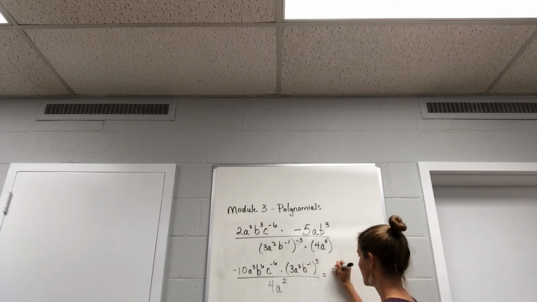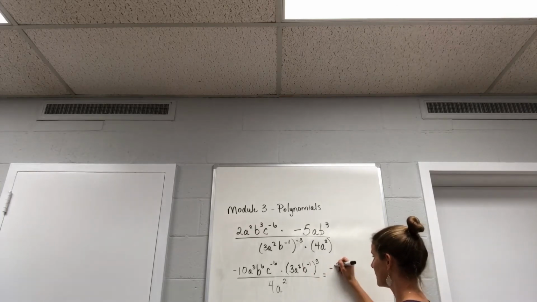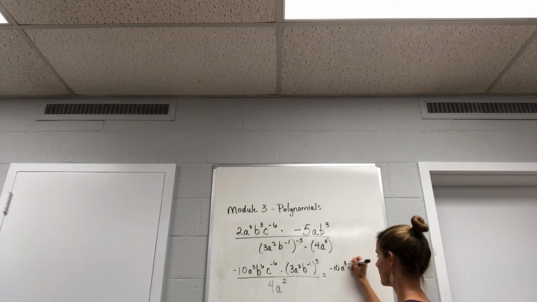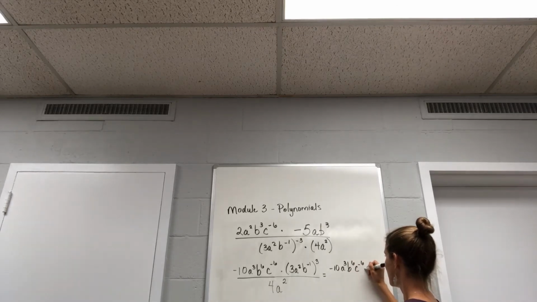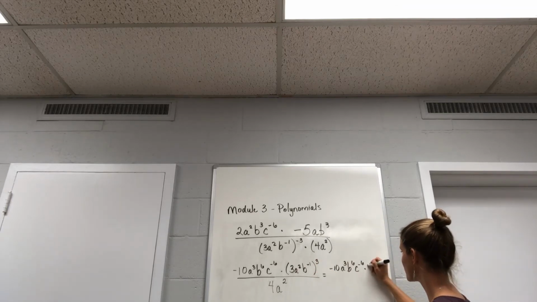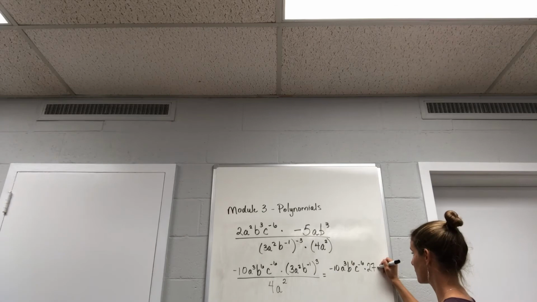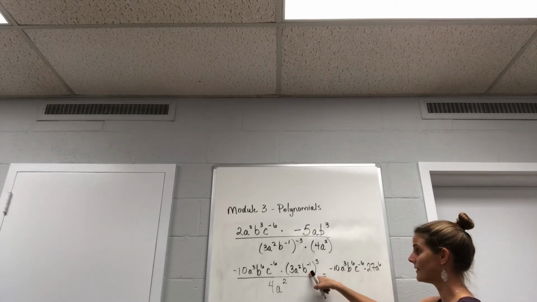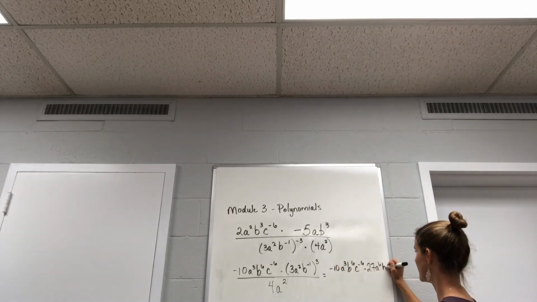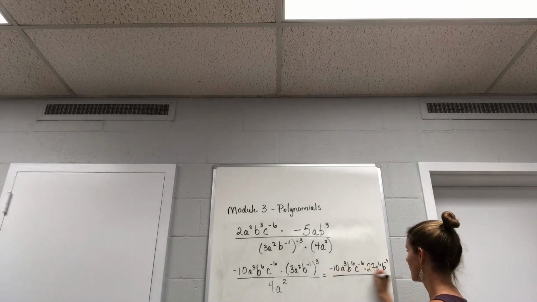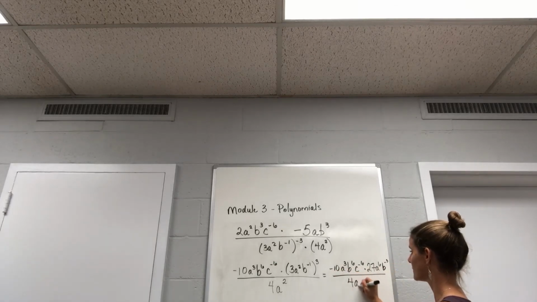So I have negative 10. Just leave that alone. All right, so 3 to the third power is 27. A squared to the third power is multiplied, so we get a to the 6th. B to the negative 1 to the third power is b to the negative 3rd. Over 4a squared.